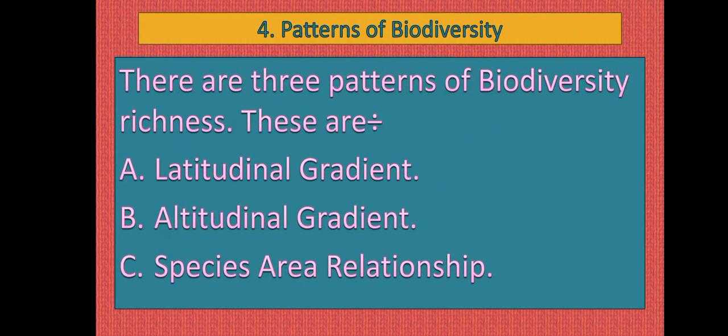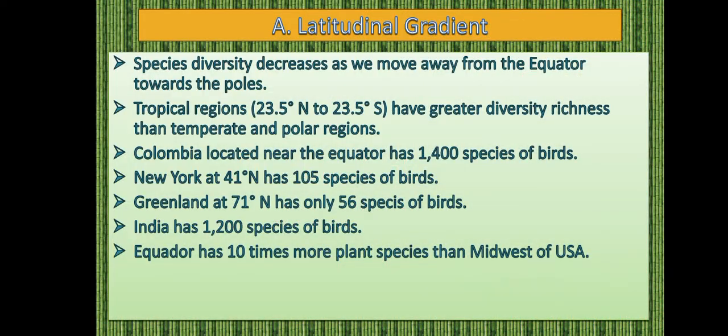Now, patterns of biodiversity. Patterns of biodiversity, that means the parameters of biodiversity richness. There are three patterns of biodiversity richness. These are latitudinal gradient, altitudinal gradient, species area relationship. Latitudinal gradient, that means species diversity decreases as we move away from the equator towards the pole.